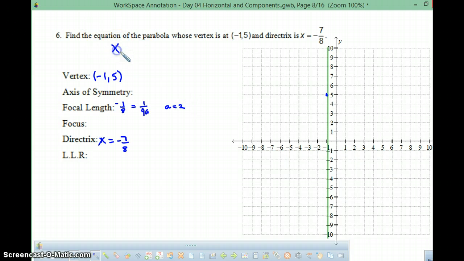So let's go up here. Since we have a parabola that's going to be opening horizontally, the equation is of this form. X equals a times (y minus k) squared plus h. And let's fill it in. The vertex, this is h. So h becomes -1. K is 5. So this becomes y minus 5 squared. Our a is -2.